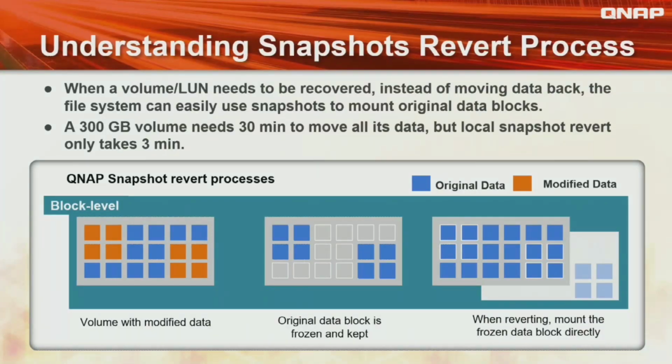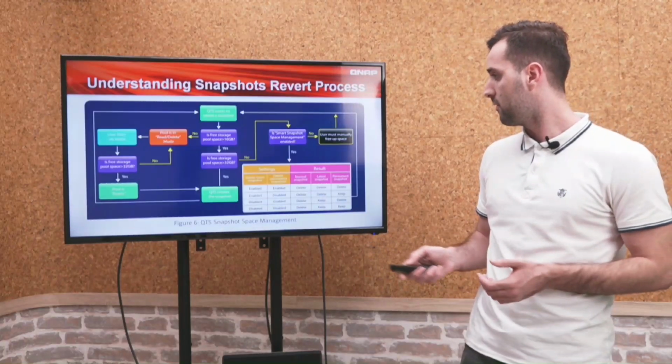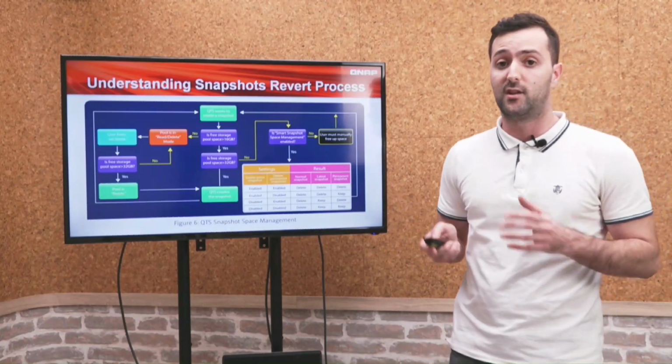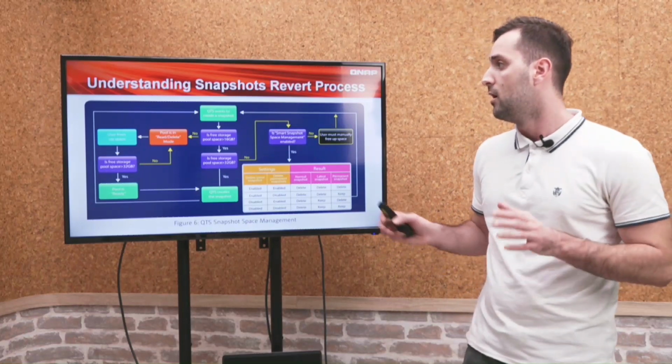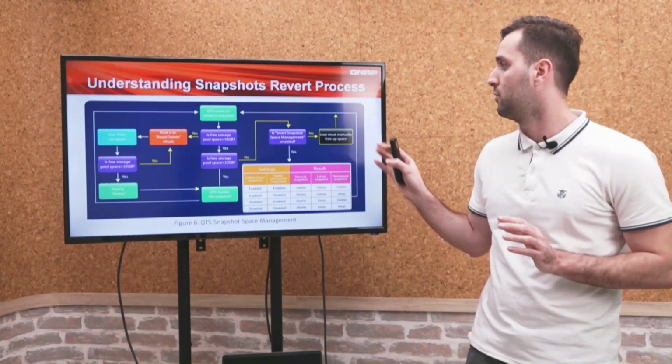So when we revert the process, first it will discard the modified blocks, the ones that we are willing to revert, and mount back the original frozen blocks here, as you can see. Therefore, there is a process and a hierarchy that we have to follow, for example, for understanding the snapshot revert process.